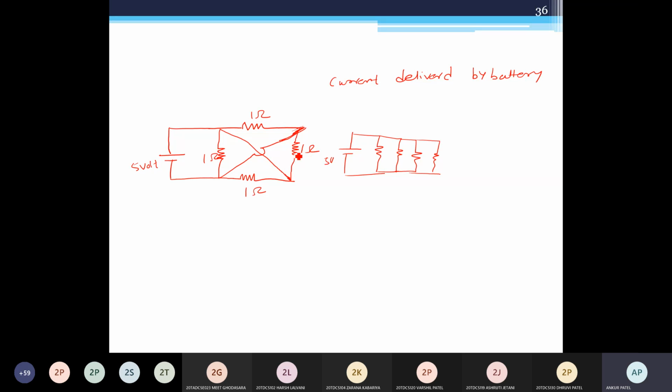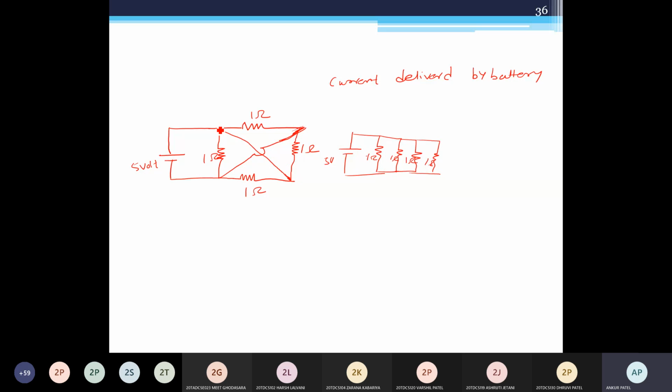So I'm converting this circuit into this, due to having parallel connection of 1 ohm, 1 ohm, 1 ohm, 1 ohm. This is the circuit diagram actually, so you can realize by this. This is the parallel connection. One more connection is given between this branch, so that is parallel connections.